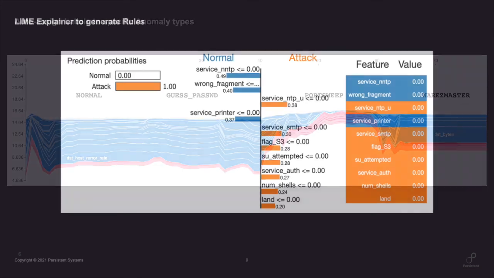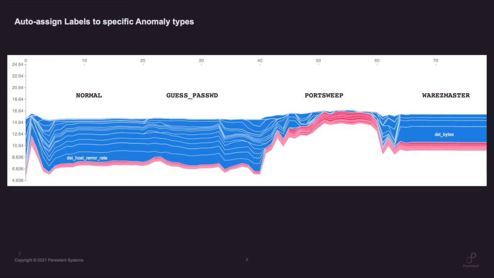The other thing we did was use the SHAP scores that I showed earlier. We took certain points which are normal, and certain points which have guest password anomaly, port sweep, and warezmaster, and tried to see the pattern of how the explanations look. This is a SHAP force plot which shows the pattern of the explanations. Looking at these patterns, we can clearly see a distinct difference between how port sweep, warezmaster and guest password are explained compared to normal.